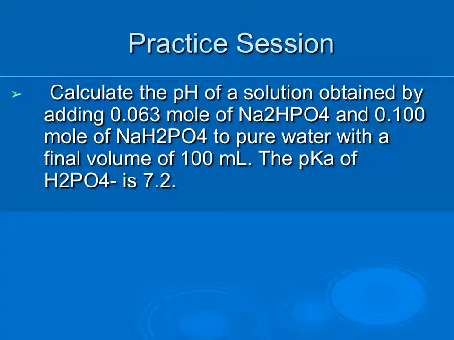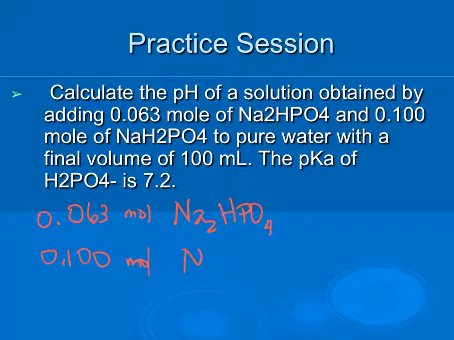Once again, I'm going to just write out what this is. What that's saying is we have 0.063 moles of, and this time I'm going to put it correctly, Na2HPO4. And they have 0.100 moles of NaH2PO4.